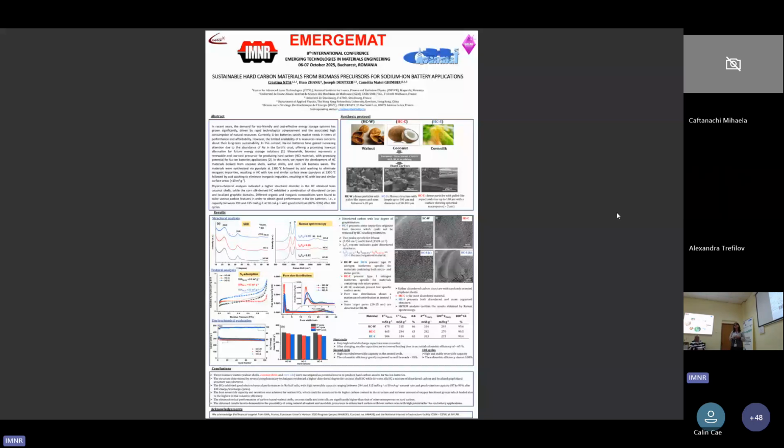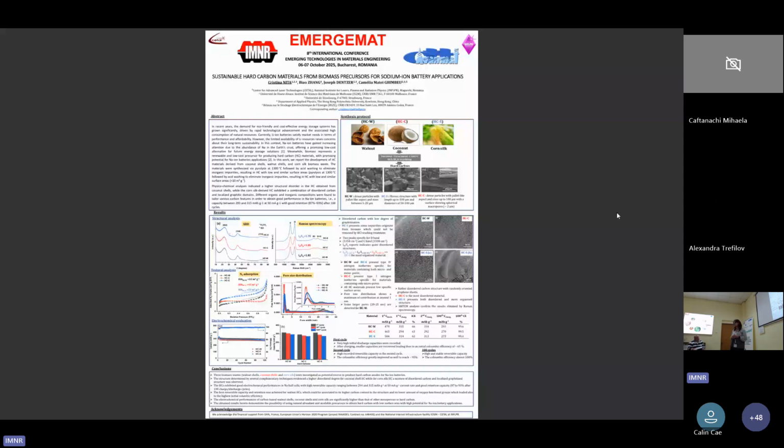The synthesis protocol consists of a high thermal treatment at 1,300 degrees, followed by an acid washing. The materials were characterized from the structural point of view by XRD and Raman spectroscopy. The diffractograms present carbon with a low degree of crystallinity, and the ratio between ID and IG indicates that the carbon obtained from cork silk is the more organized carbon.